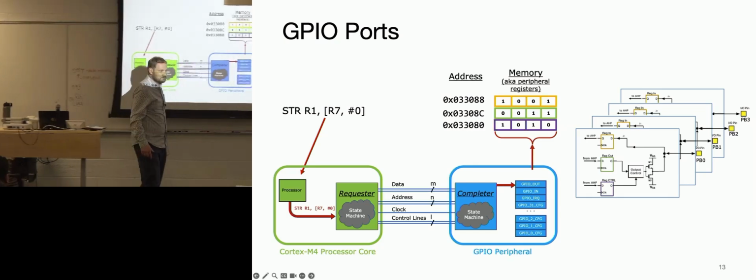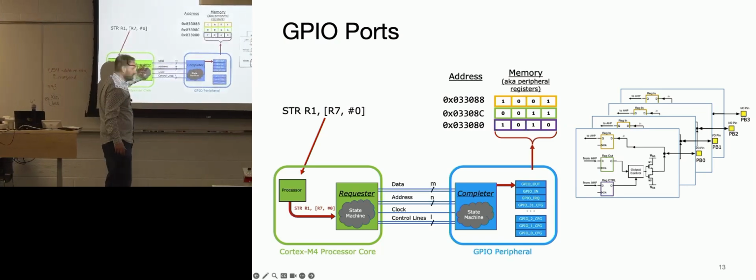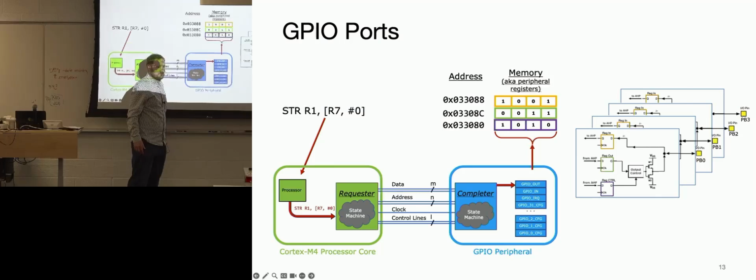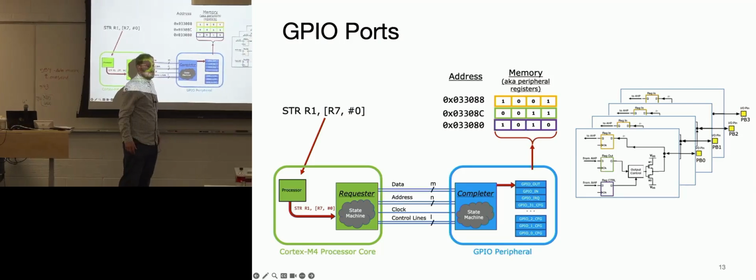So there's one requester. Correct. And there's a ton of completers. Correct. And they all get the P select to know which one of them is being chosen for the job.